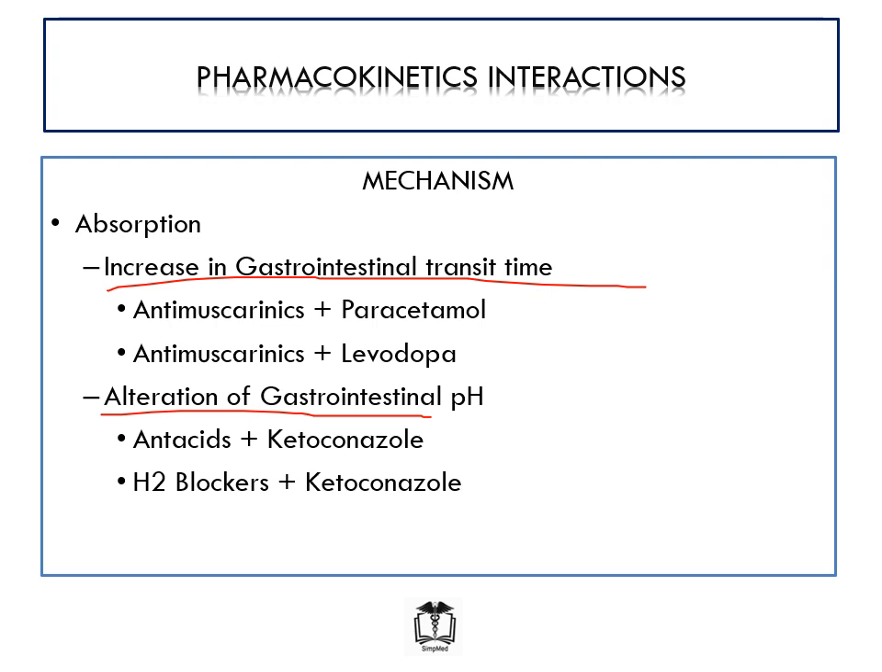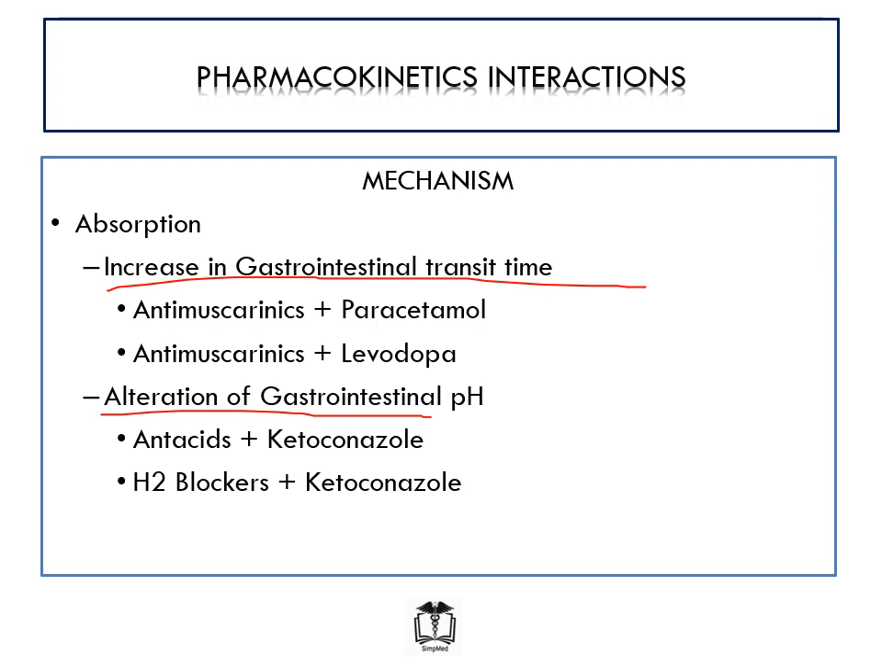Remember that transit time, or duration of stay of a drug within the GIT, can affect the rate of absorption. So, in the case of these two drugs, concurrent use with antimuscarinics could alter absorption as a result of increased gastrointestinal transit time. Another mechanism could be alteration in gastrointestinal pH. Examples would be concurrent use of antacids together with ketoconazole, and concurrent use of H2 blockers with ketoconazole.